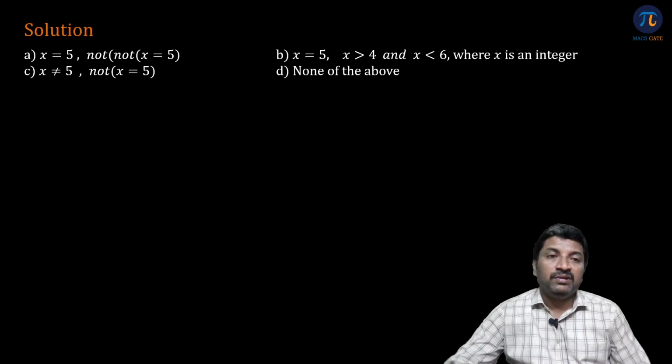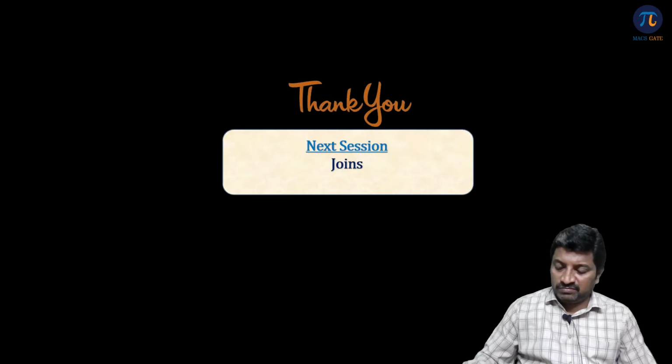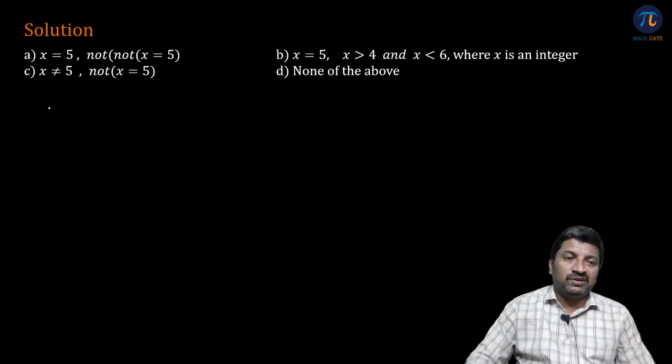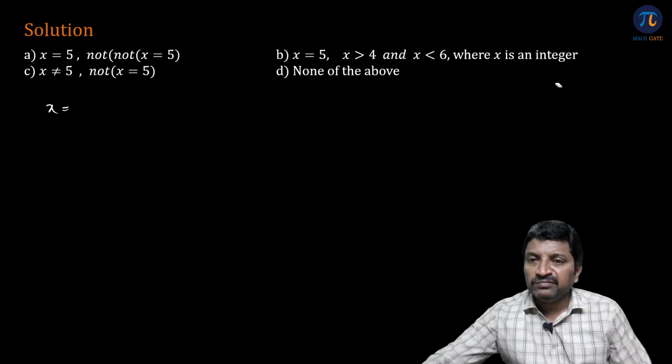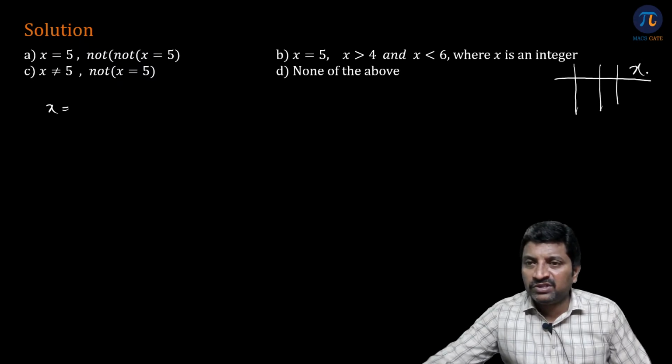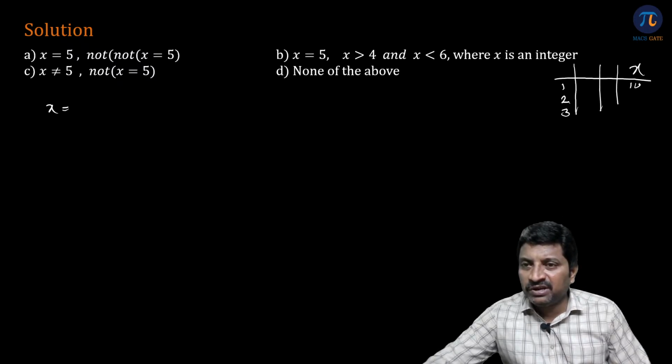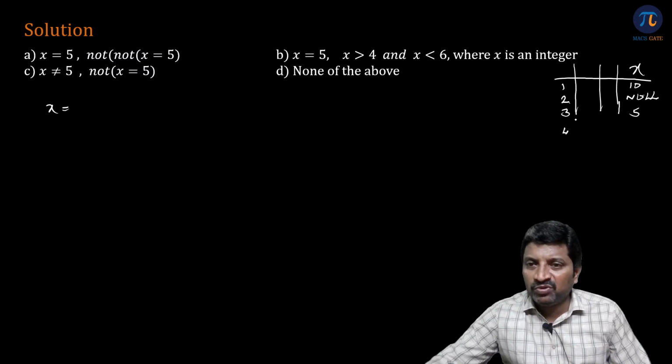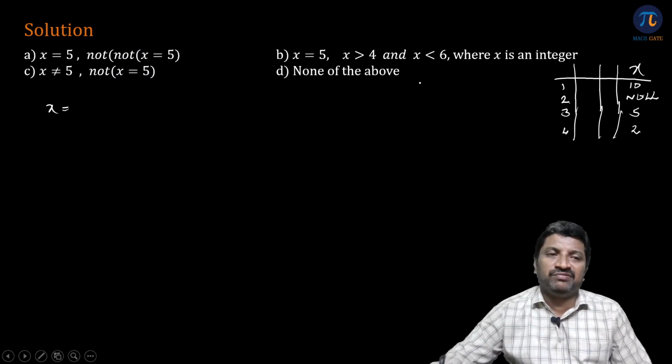So let us consider, 1 minute, sir. Let us consider the first one. Suppose this is the table name. This is my column. Let us select only 3 records. The first value is some 10. The second value is null. The third value is 5. Let me have one more, 2. So I have considered all different possibilities.